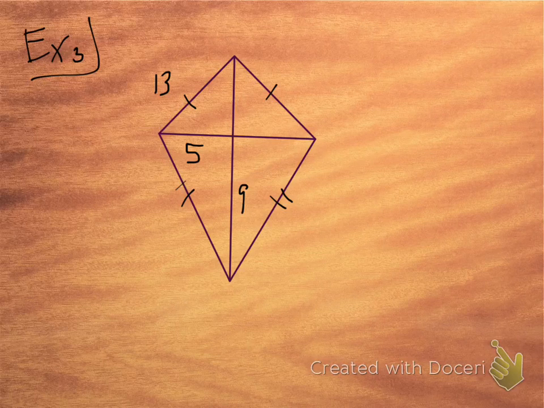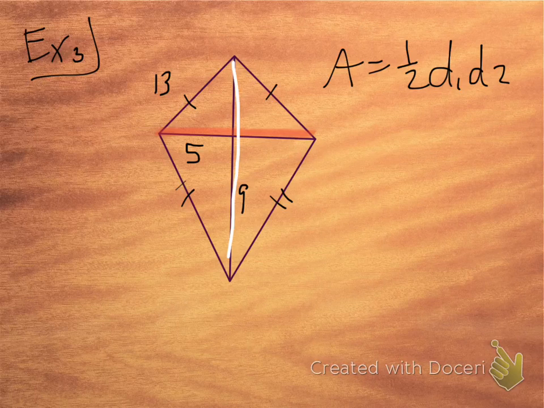We set it up. Again, A equals 1/2 D1 D2, right? And what do we get first? Well, we don't know the full length of this diagonal here, but we do know that this long diagonal bisects the other one, which means these are congruent. So this side is 5 here, which means this side is also 5. So now we know one of our diagonals. We know this red diagonal is 5 plus 5, which is 10. So we can say that D1 is 10.